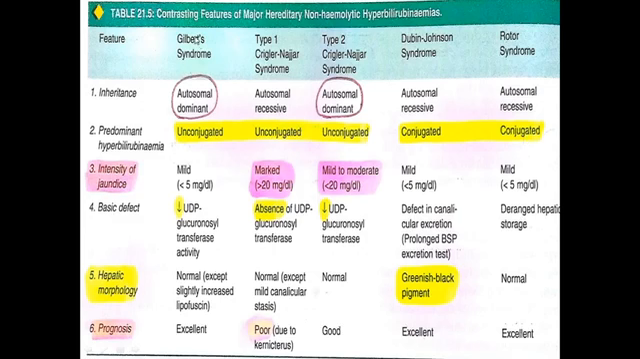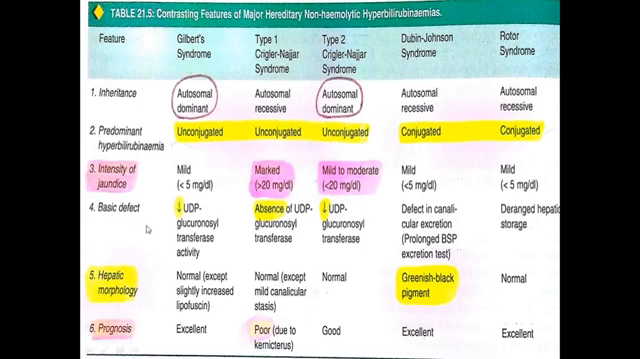Out of these, Gilbert and type 2 Crigler-Najjar are autosomal dominant. All other three are autosomal recessive. And the intensity of jaundice is marked in type 1 Crigler-Najjar syndrome and mild to moderate in type 2 Crigler-Najjar syndrome. In all others, Gilbert, Dubin-Johnson and Rotor, there is less than 5 milligram per dl increased concentration of bilirubin.